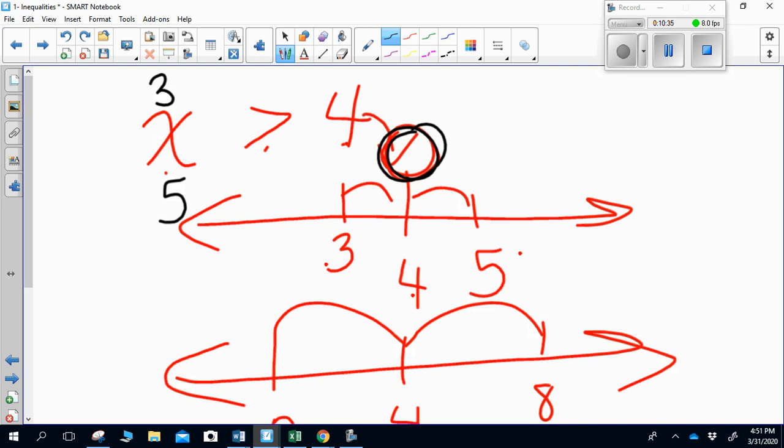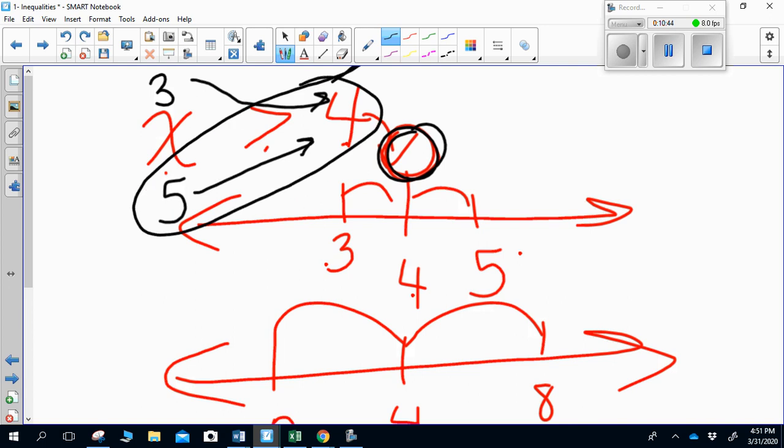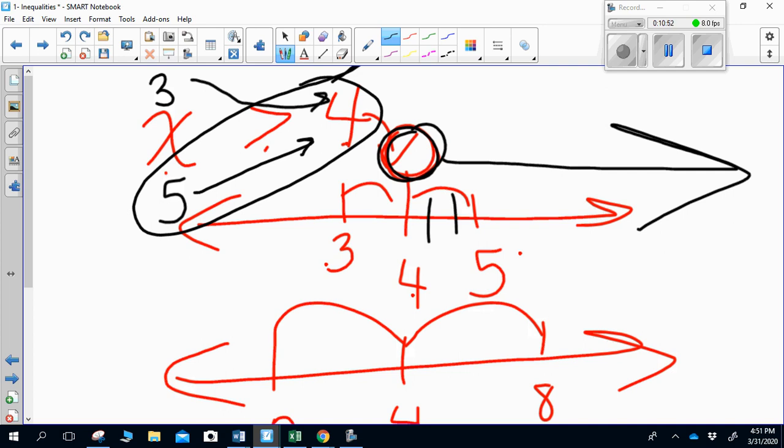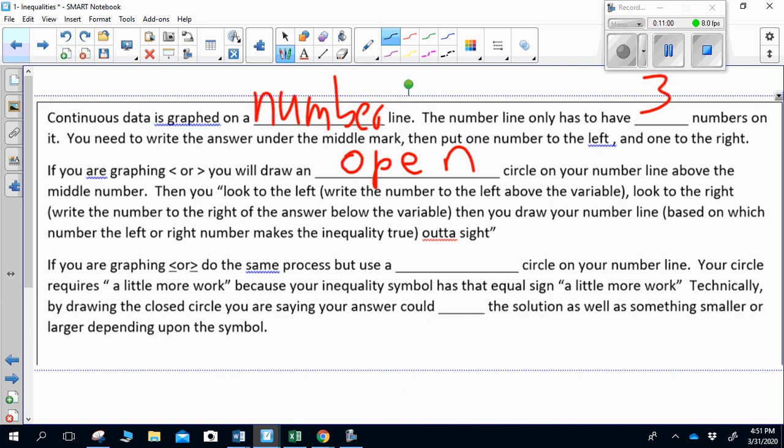And then I decide which of these numbers makes this true. 3 is greater than 4, or 5 is greater than 4. Since 5 is greater than 4 is true, that means all of my answers are going to be going this way, greater than 4. So 4.5, 4 3/4, 5, 6, 7, 8, etc. Okay? All right, let's go back to our notes.